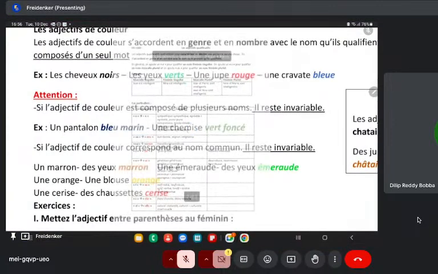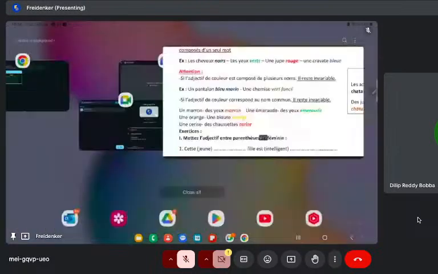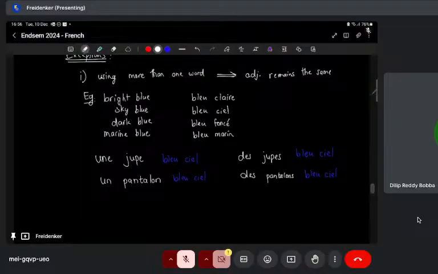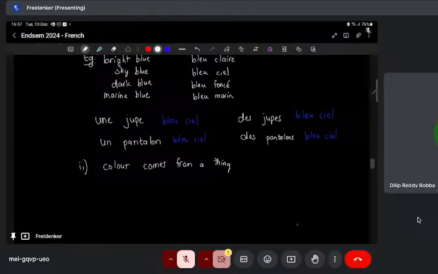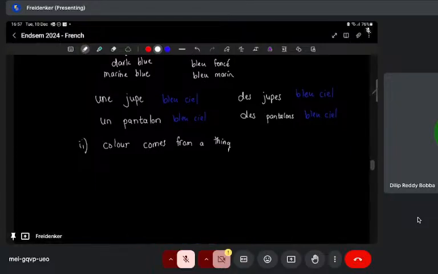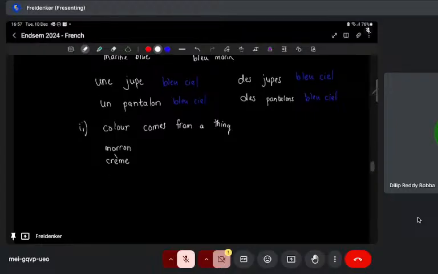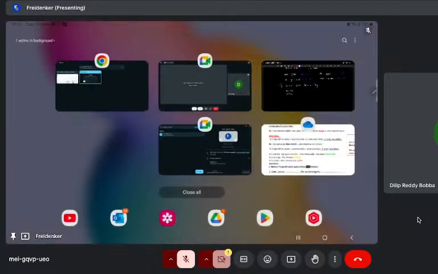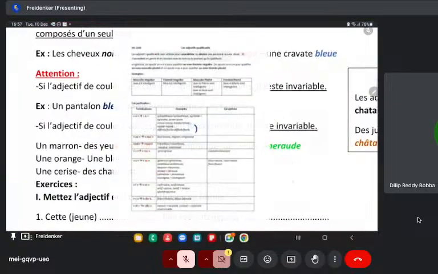The other exception is if the color comes from a thing. I'll give examples. For example, the first thing that comes to my mind is marron. You have crème, which comes from the cream. So cream color comes from a thing. There was more, right? Orange and cerise. Châtain.